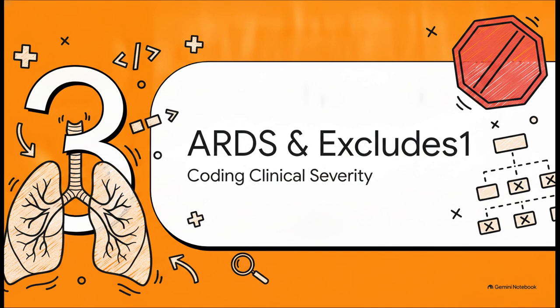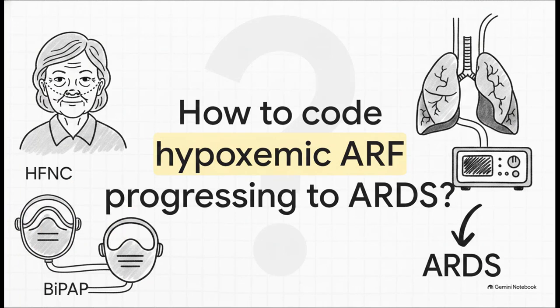Okay, Section 3, ARDS and Excludes1 rules. Let's turn up the clinical severity a bit and see how Excludes1 notes completely flip the script on ARF coding. Picture this. An elderly female gets admitted to the ICU for acute hypoxemic respiratory failure. They've got her on high-flow nasal cannula, maybe BiPAP, but despite all those aggressive measures, she's crashing. She ultimately requires intubation and mechanical ventilation, and the provider's final statement lists acute respiratory distress syndrome, or ARDS. With a deteriorating clinical picture like this, how do we capture both the ARF and the ARDS on our claim?